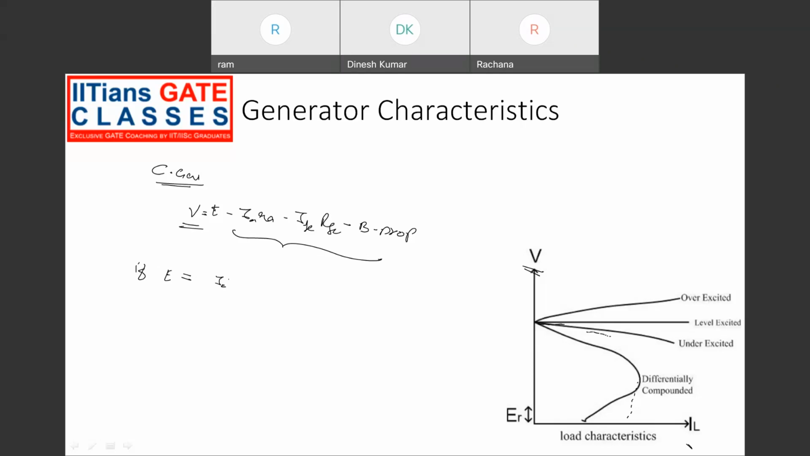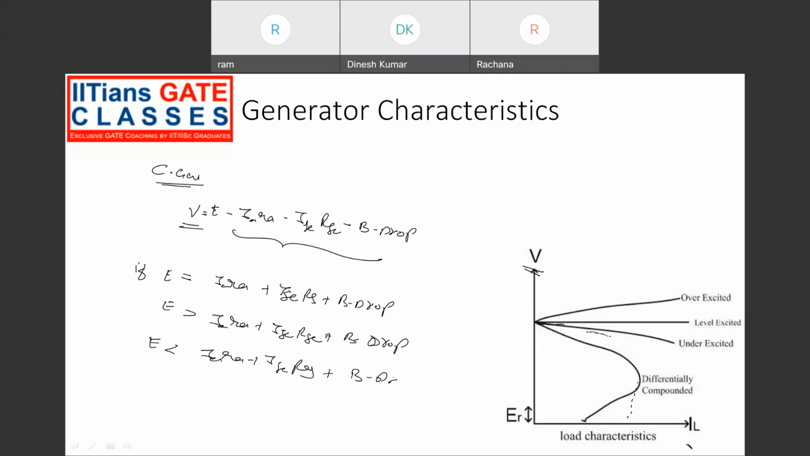If E equal to IaRa plus IscRsc plus brush drop. And if E is greater than IaRa plus IscRsc plus brush drop, V is positive. So this is called over compound, over excited or over compound generator. And similarly, if E is less than IaRa plus IscRsc plus brush drop, V becomes negative if we keep on increasing the current. So that is called as an underexcited machine.